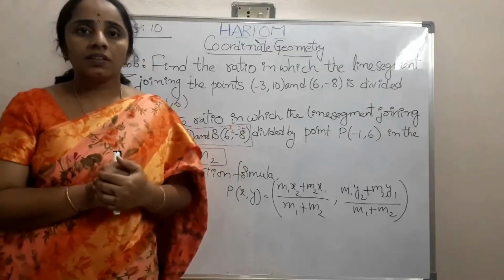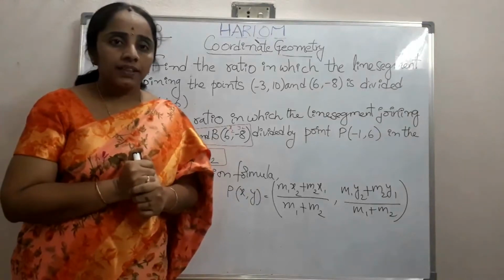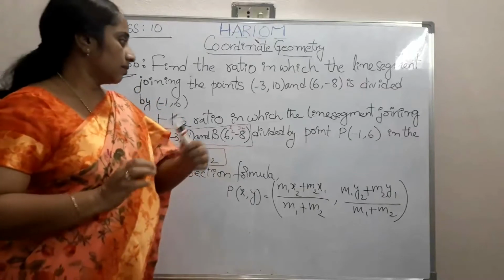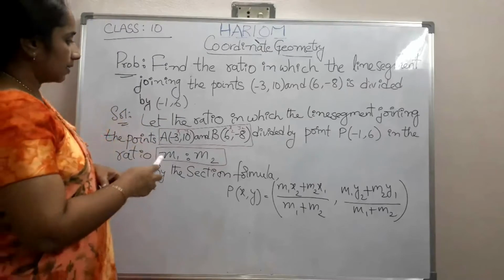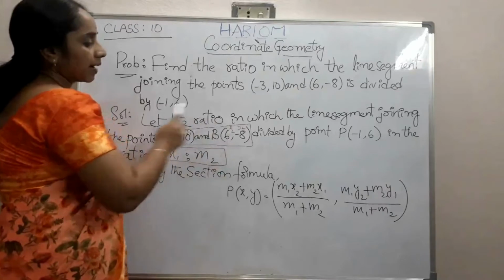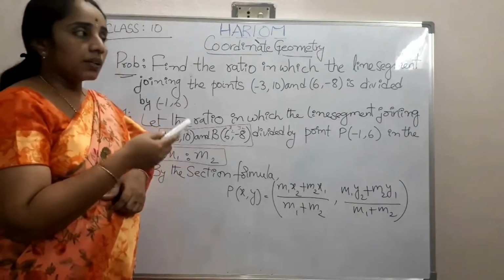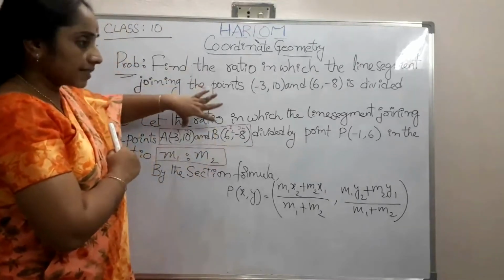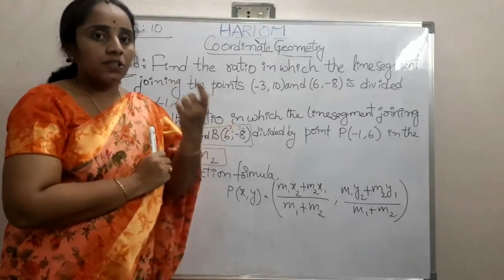Hi home students. In the previous class we discussed a point dividing a line segment. So the line segment joined by the 2 points is A (-3, 10), B (6, -8), and in the previous problems they have given the ratio. This line segment divides a point in a specific ratio.